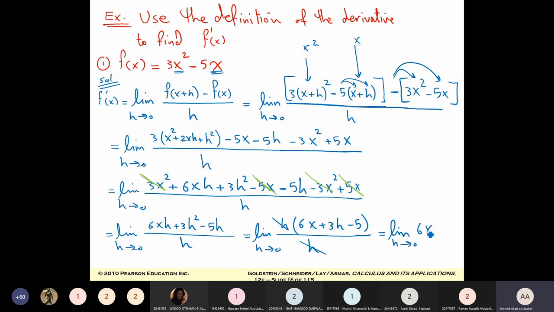6x plus 3h minus 5. Now after we substitute h equals 0, we have 6x plus 0 minus 5. So we have 6x minus 5. This is the answer. Okay.